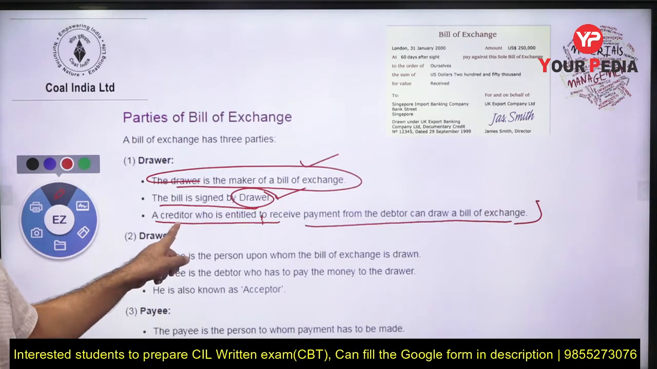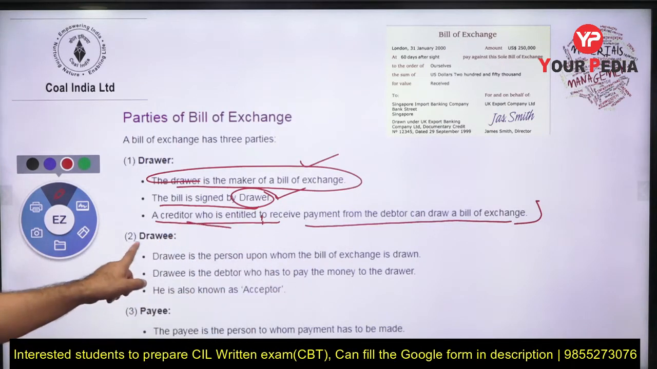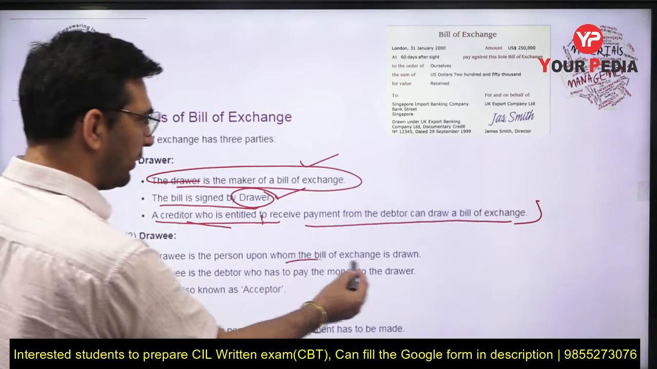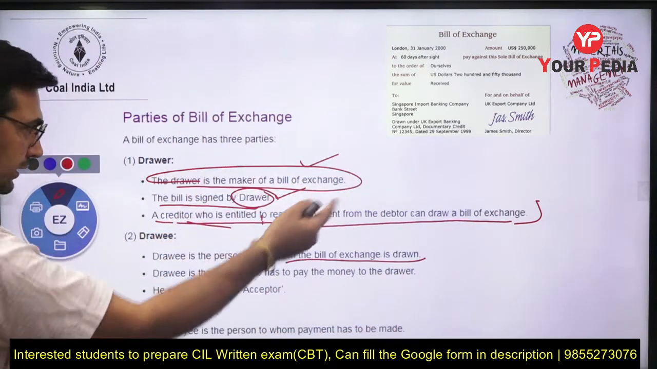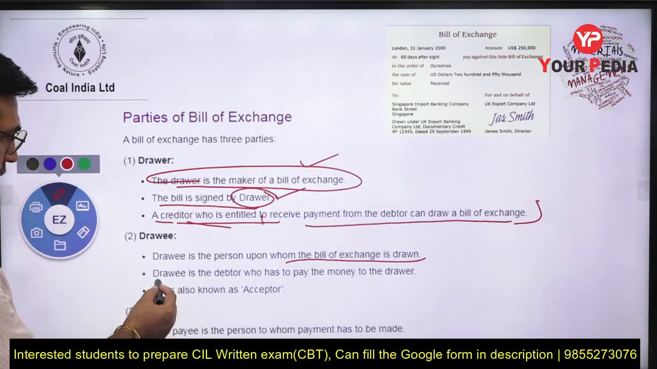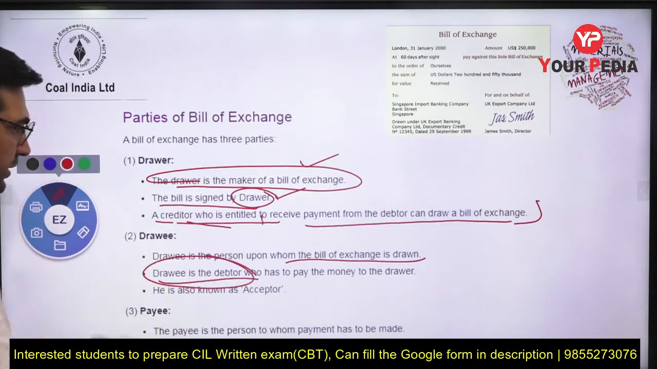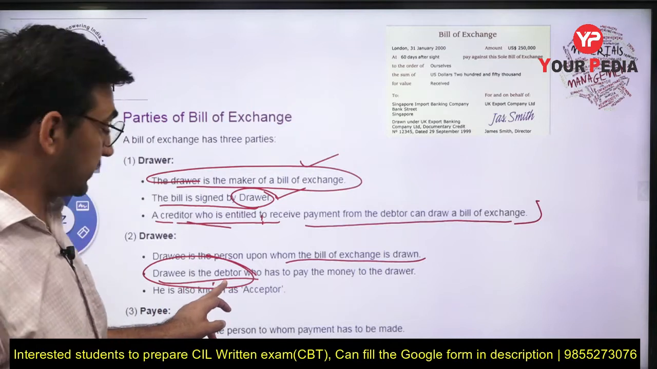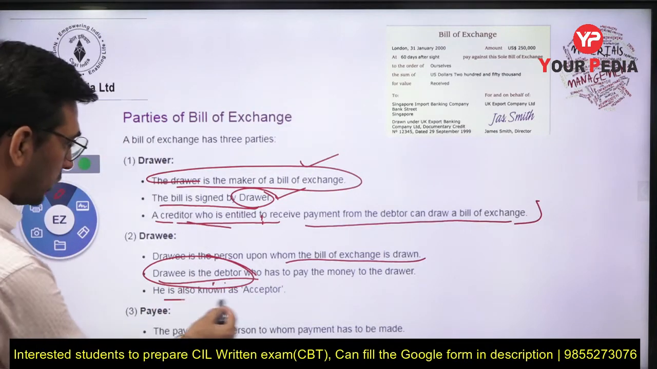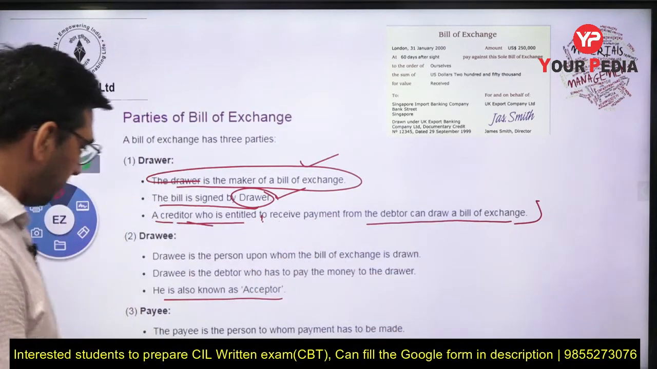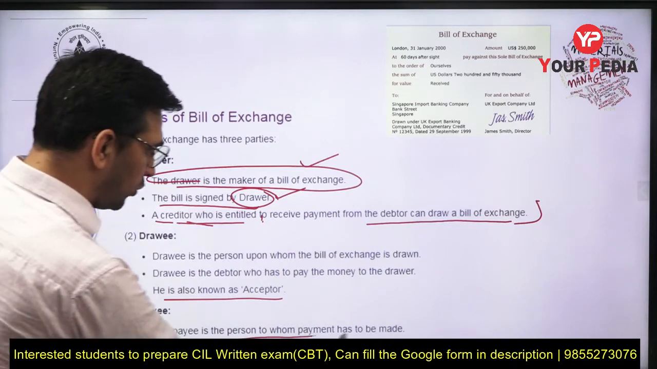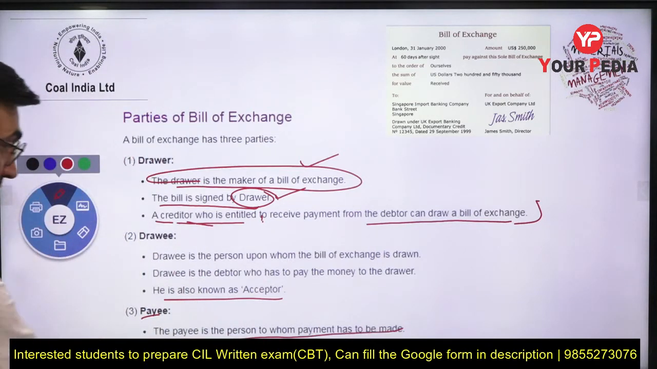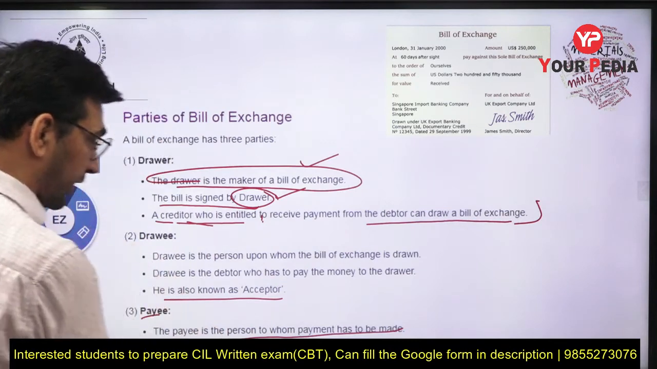Creditor, who is giving the credit? The supplier is giving it, obviously. So who will be the drawee in this? It's a person to whom the bill of exchange is drawn. You have drawn it on the customer, right? And the drawee is the debtor. Obviously in this case the debtor is the drawee. That means the customer. Debtor, who is the debtor? Customer. He is also known as the acceptor. Obviously he has to accept it. Payee. The payee is the person to whom the payment is to be made. The payee may be the drawer himself or a third party.